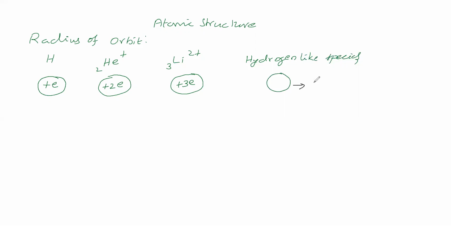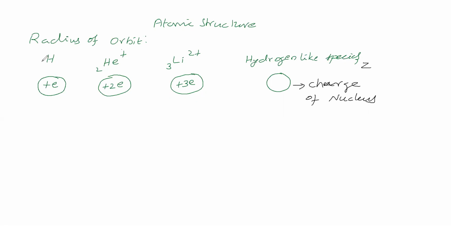So what is the value of the charge of the nucleus? Take the atomic number symbol as Z for the hydrogen-like species, and take the charge of a proton as +e. So for a hydrogen-like species, the nucleus charge in general is: atomic number Z, charge of proton +e.